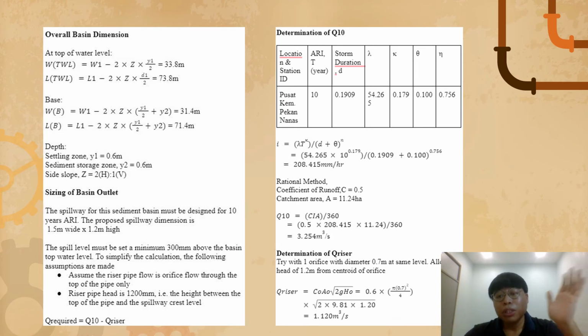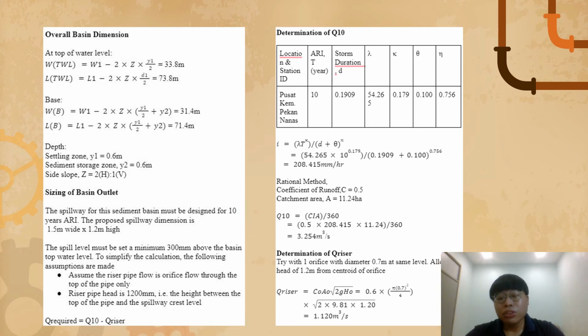Now we substitute all the value inside. The storm duration is how to get. We use the TC just now, then we put in all the value and we get I equal to 208.415 millimeter per hour, and then we get the Q10.